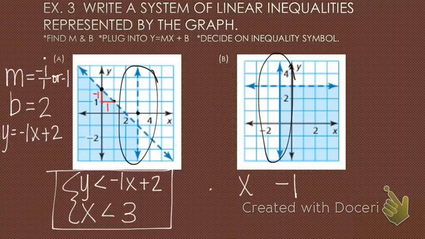And Morgan, is our shading to the right or the left of that line? The right. So that makes our symbol greater than. Now, just greater than or greater than or equal to? Greater than or equal to. Why or equal to this time? The line is solid. All right, very good. So that takes care of the first line.